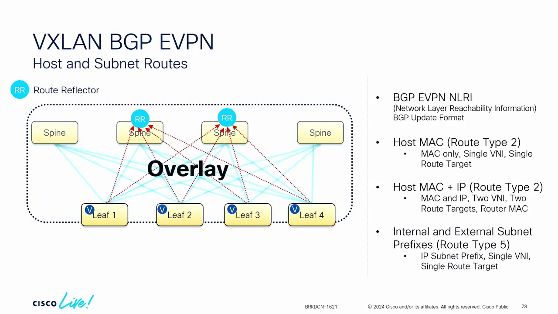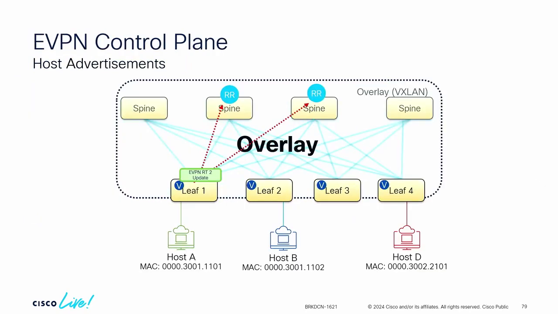And these are the routes here that we look at. So when we're looking at this, let's stick with this example here. I want to give you an example of these host advertisements. Now we have 3 hosts with their MAC addresses present. So what Leaf is going to do is say, I know that there's a host A sitting on Leaf 1, and its MAC address is 3001.1101.